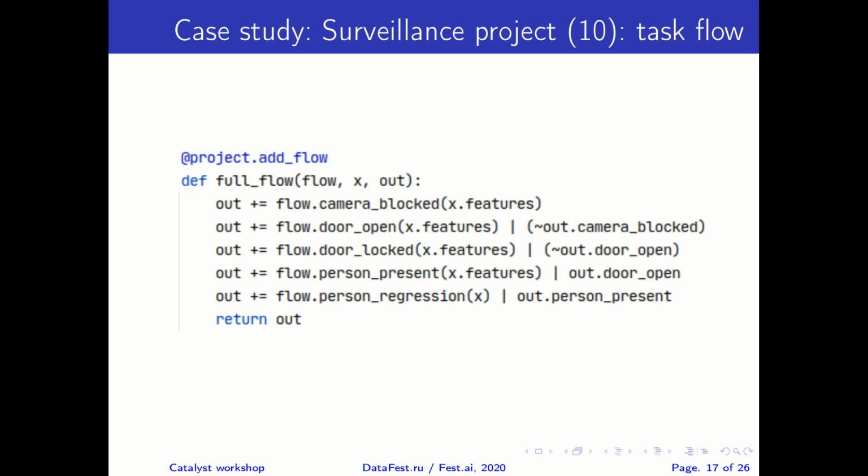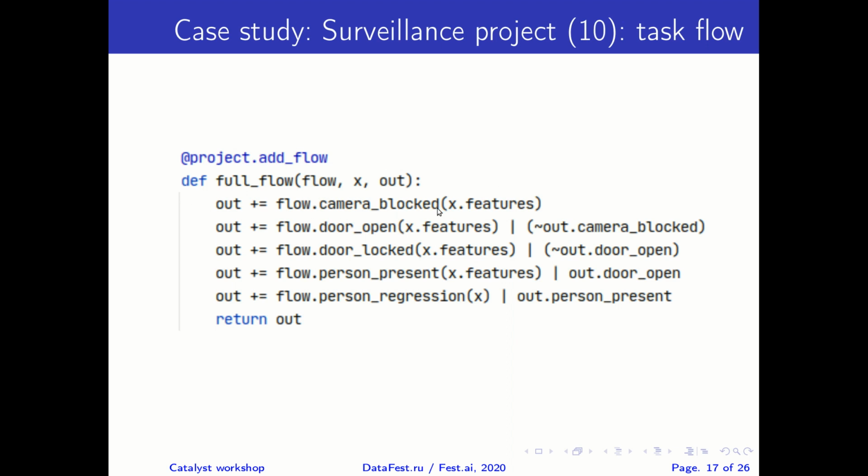So it has 3 parameters. Flow is something in which the tasks are already registered, the list of tasks is already registered. X is an input dictionary of features. So if you have different features for different tasks, you would have multiple keys and values. Here only one key is present, the features key. And out is the thing in which we accumulate the result. And you can see here the flow that we described in natural language translated to this small DSL-like function.